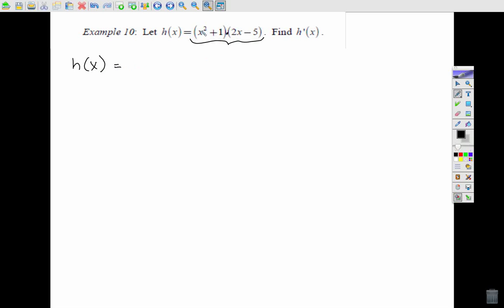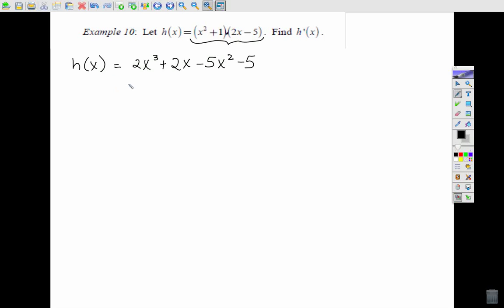So how can we turn this into nothing but a sum and difference problem? Well, all we do is multiply out. All we do is FOIL it out. If you have x squared plus 1 times 2x minus 5 and you FOIL that out, you would have, let's see if I can do it, 2x cubed plus 2x minus 5x squared minus 5.